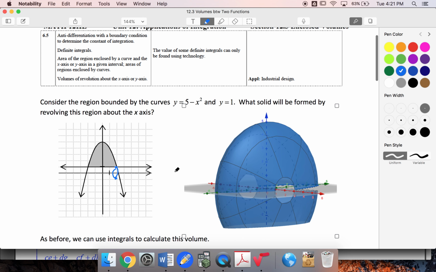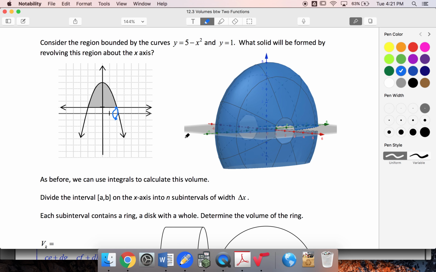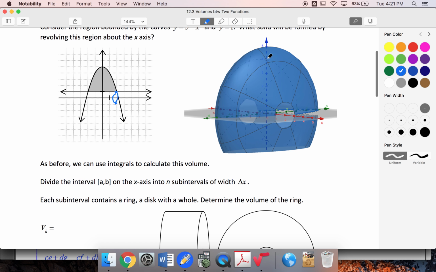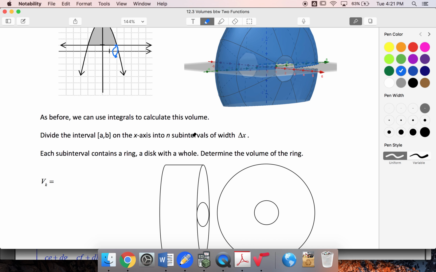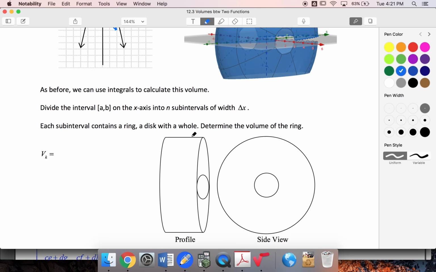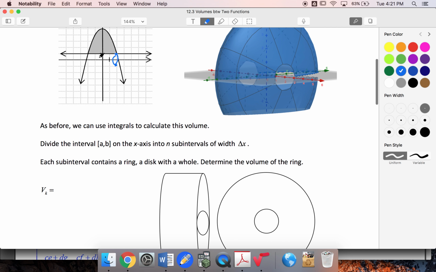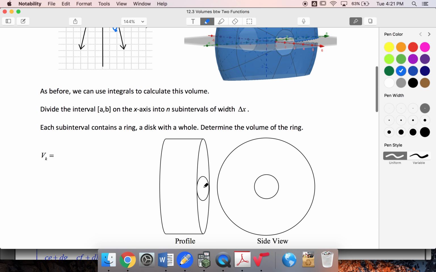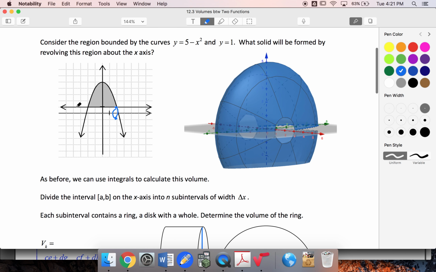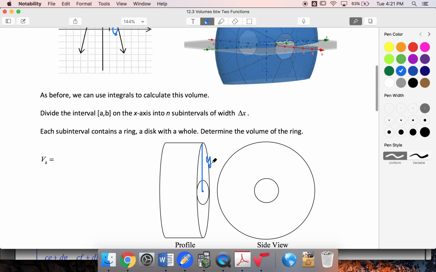If I want to calculate this volume, I'm going to do the same sort of idea. I'm going to make myself a bunch of disks as I cut along my x-axis. If I think about each of these disks, here's my profile. From the center up to the top, that's going to be my y sub k value. And then inside, I've got this circle that has a constant radius of 1.